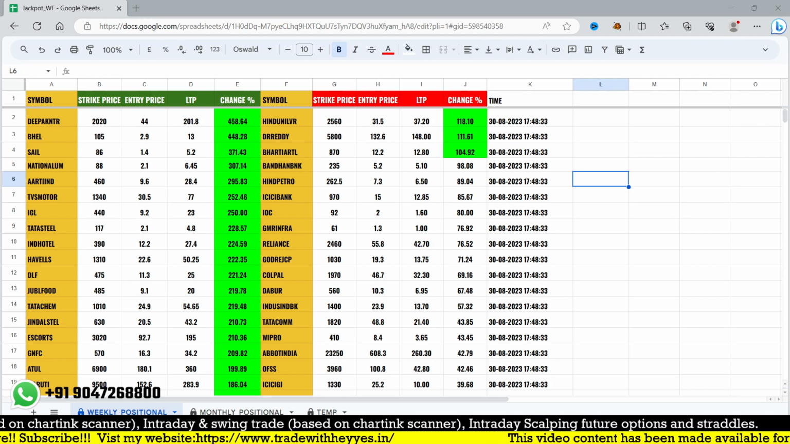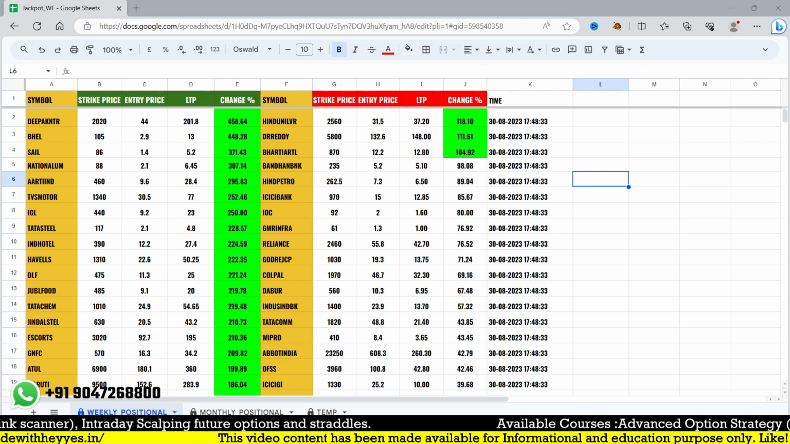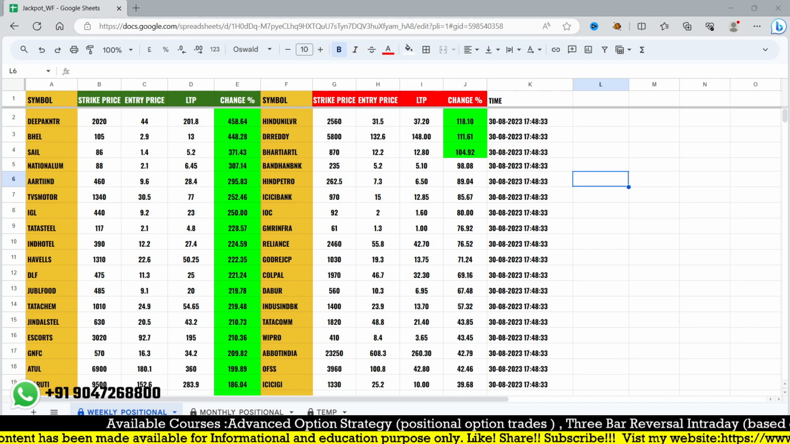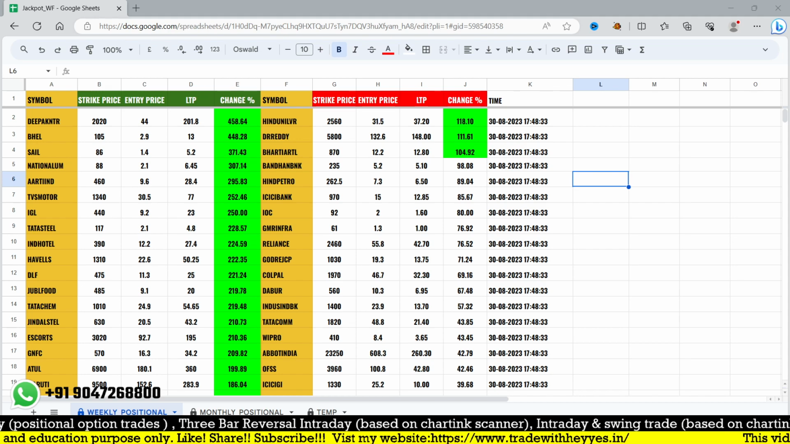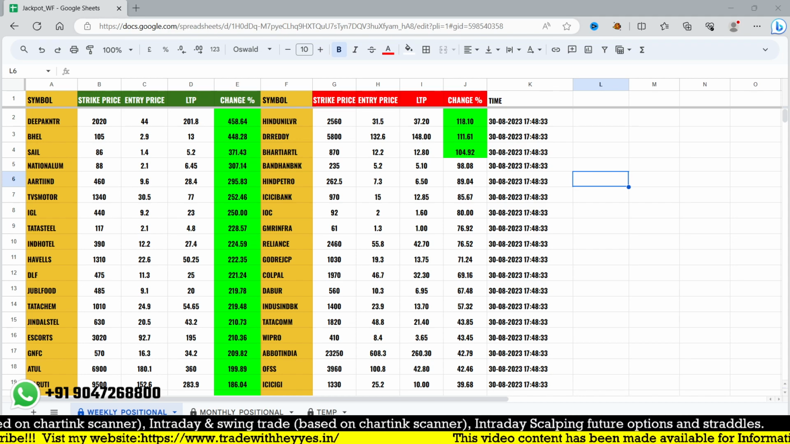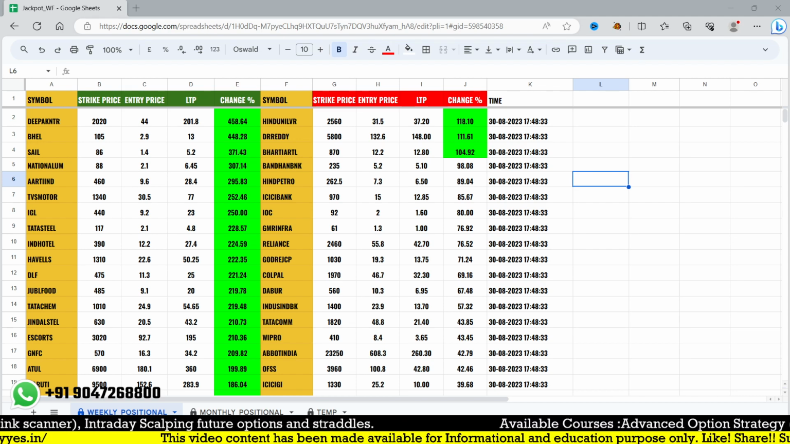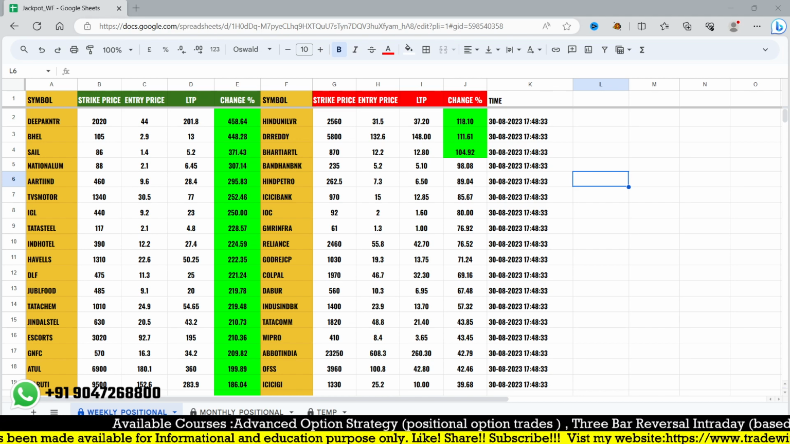And in this video, I'm going to discuss my Google Sheet. It's a stock option scanner, which we can use based on our advanced option strategy. And one more thing I want to clarify: you have a lot of doubts about this Google Sheet. In two different ways, we can use this Google Sheet. So I'm going to explain how to use it effectively.